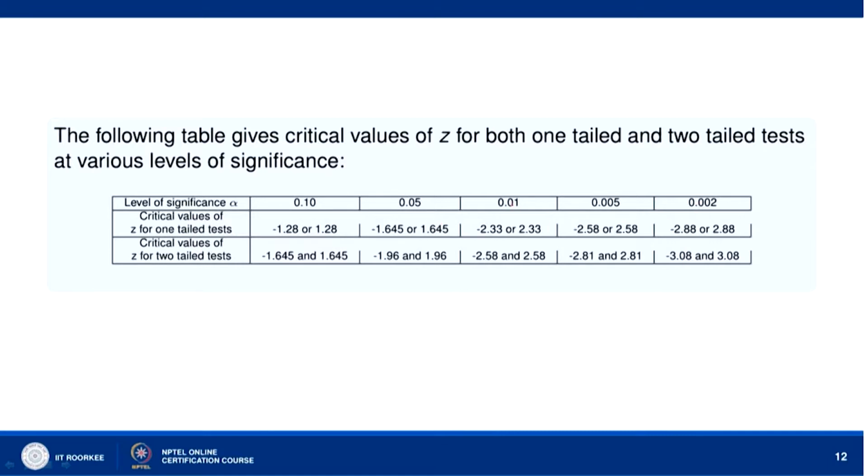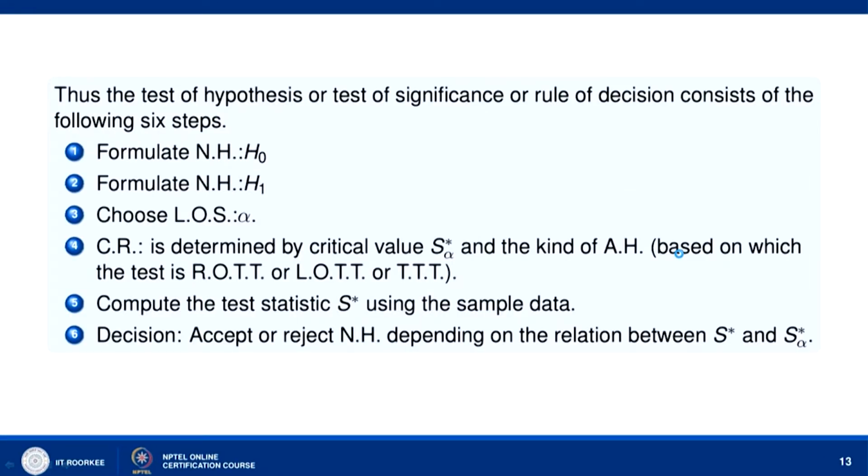Likewise, we have critical values for alpha equal to 0.01, 0.005, 0.002. When we have a two-tailed test, for alpha equal to 0.10 the critical values are minus 1.645 and plus 1.645, and for 0.05 they are minus 1.96 and plus 1.96, and so on. For alpha equal to 0.002 they are minus 3.08 and plus 3.08. Now, let us see how we will make the test of hypothesis.